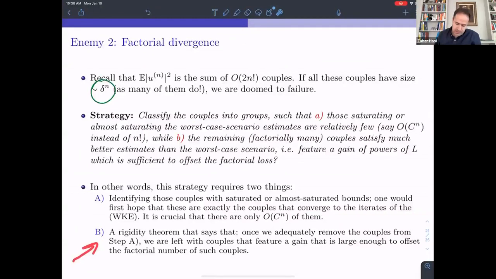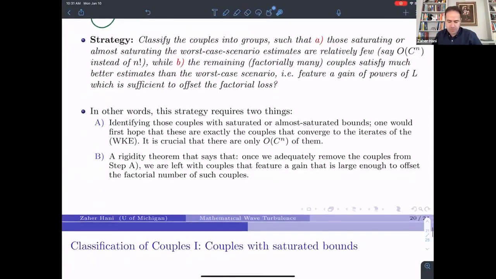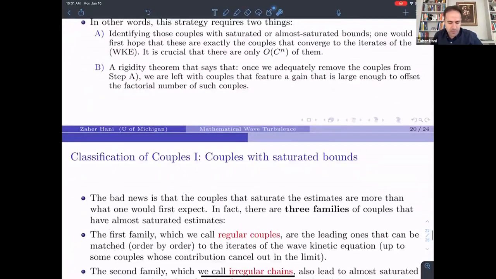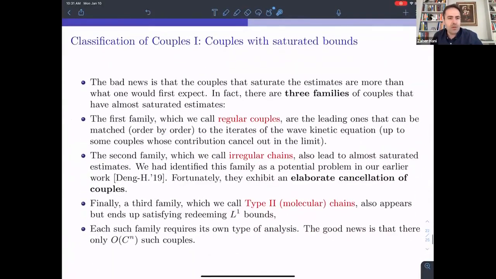And the second very important part is the rigidity theorem that tells you that once you adequately remove those couples that are saturating the bounds, then you are left with couples that feature a major gain, and this gain is large enough to offset the factorial divergence. Okay, so let me talk about those two different points in the following two slides. I'll talk first about identifying the couples with saturated bounds.